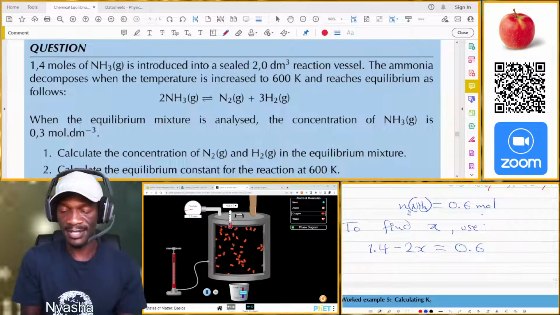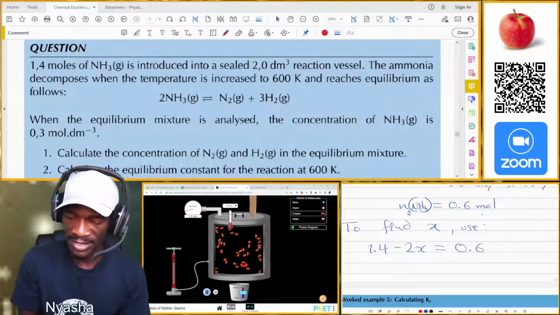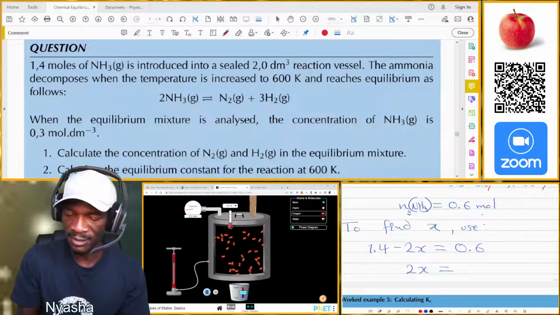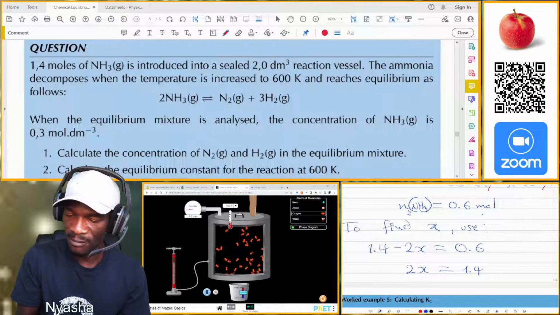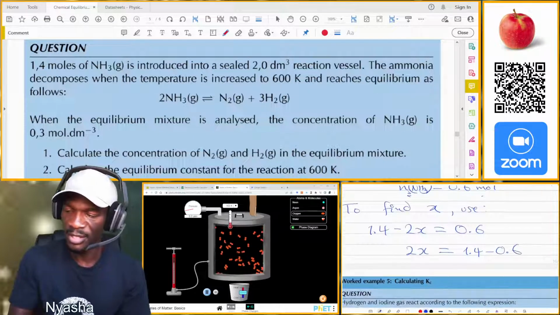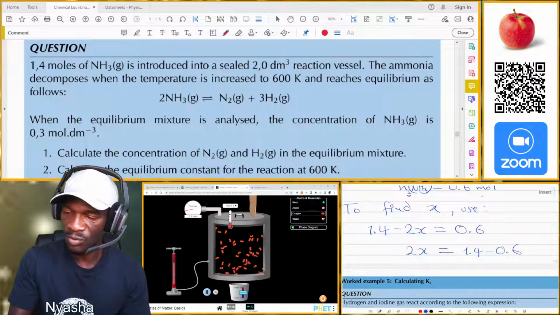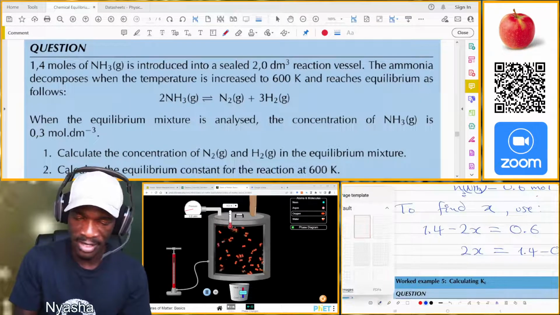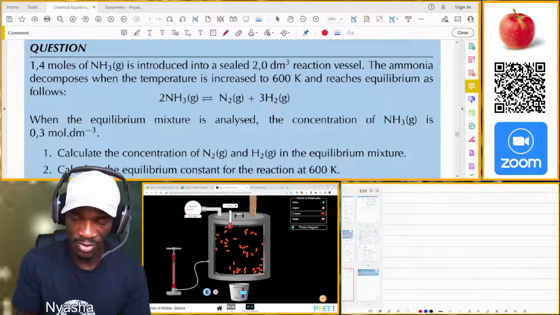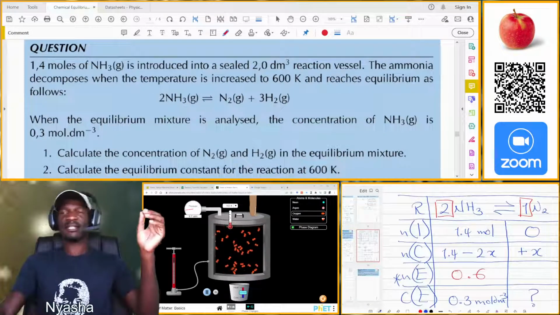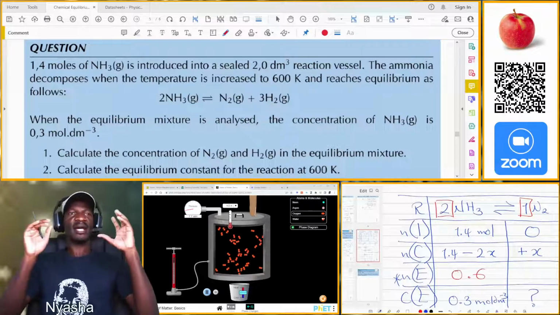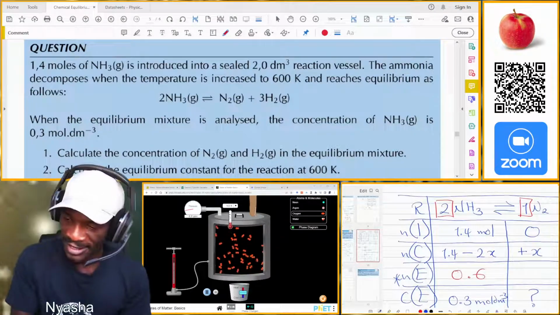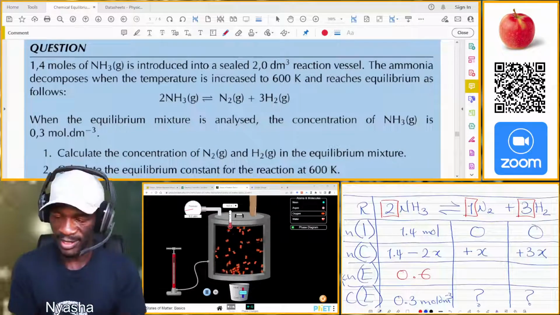So what is our x? You can now do some mathematics here. This means that your 2x must be equal to 1.4 minus 0.6. Let's add another page there so that we can continue with our calculation. Is it making sense to you? Okay, we are out of time now, so I'll try to be a bit fast. I think we already know where we are, so we can quickly catch up.